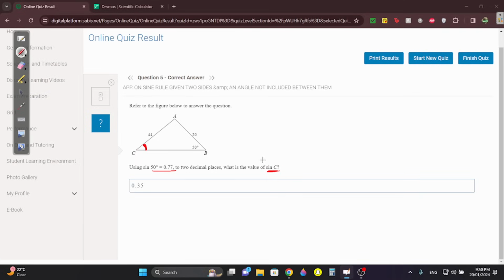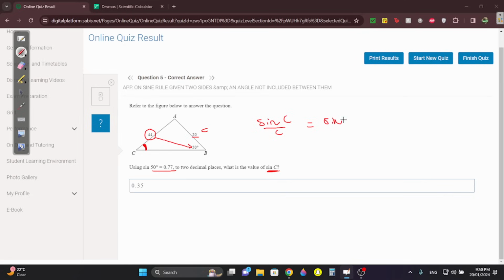Since they're asking for sine C, let's start with sine C over c equals... what side and angle do we have given? Okay, you're going to tell me we have side 20 given. This is c, and we wrote it down here. Okay, what else do we have given? We have this 44, which is opposite to angle B.